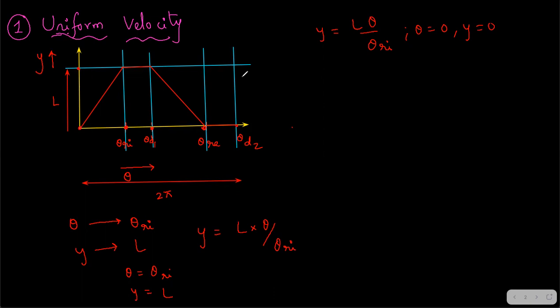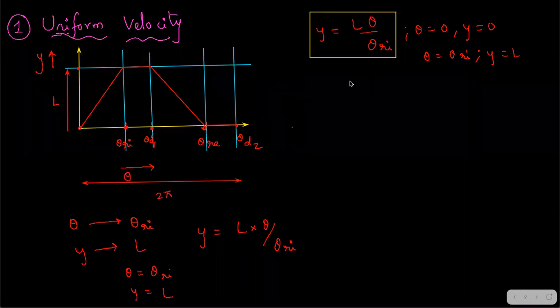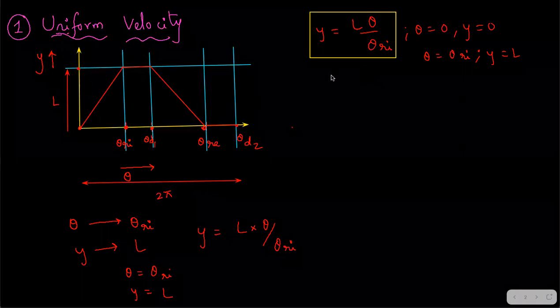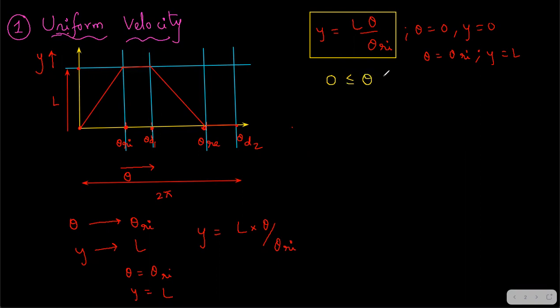Is it true? Yes. When theta is equal to theta Ri, what did I get? I am getting y is equal to L, if you substitute in this equation. Yes or no? So it will satisfy for each and every position. I am only telling the relation for 0 less than or equal to theta less than or equal to theta Ri. It will only satisfy in between 0 and theta Ri. So this is the 0 value.